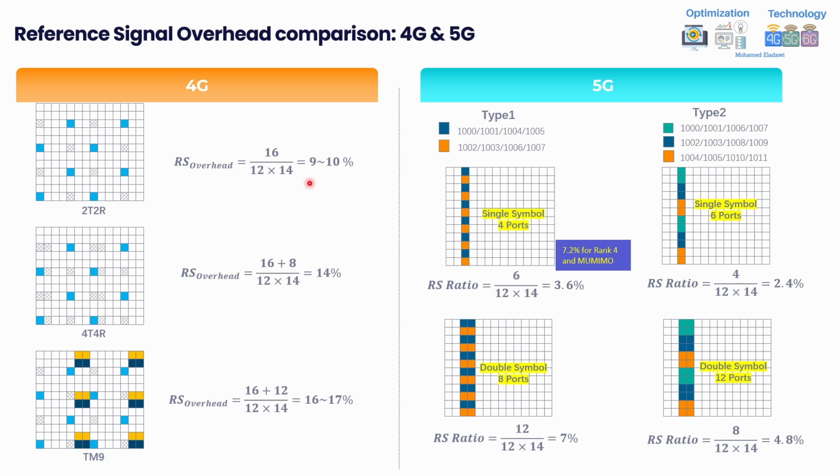And again, the cell-specific reference signal is being transmitted over the entire bandwidth of 4G. If you are speaking about 4T4R, you will have an extra 8 resource elements, so in total around 14% overhead. And if you are speaking about TM9, you will have around another 12 resource elements, so your overhead will increase further up to 16 to 17%. This is the first point. So the overhead of the reference signal is really high.